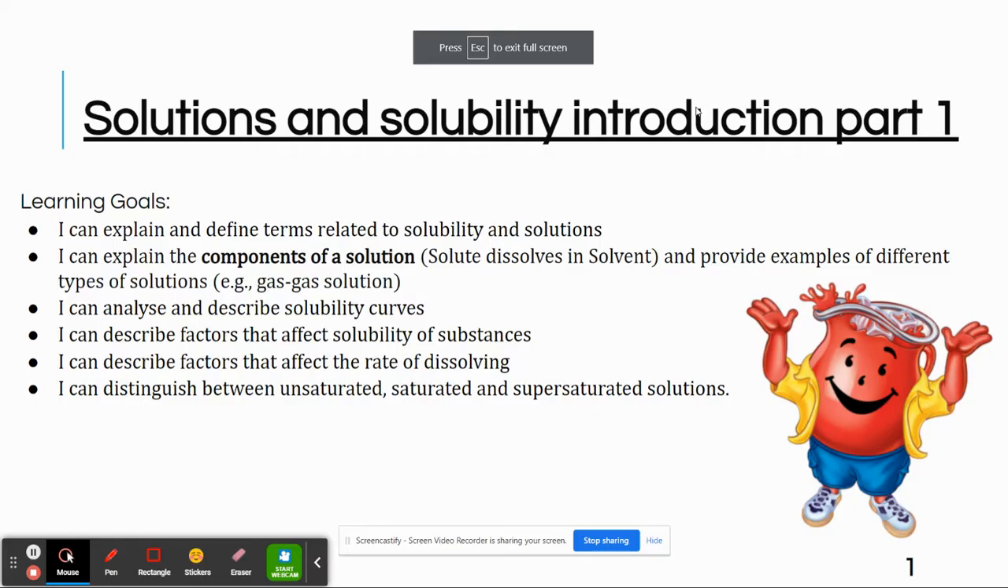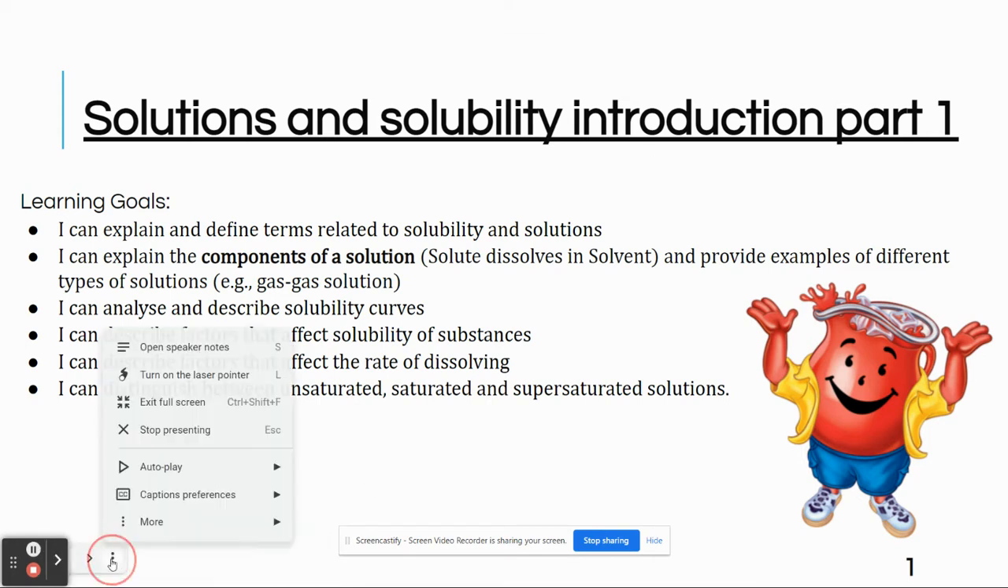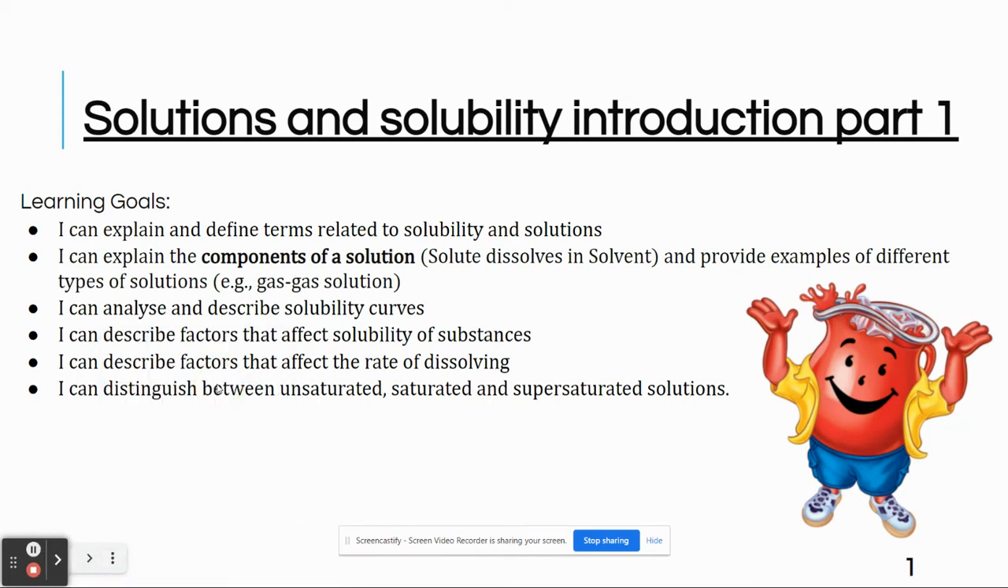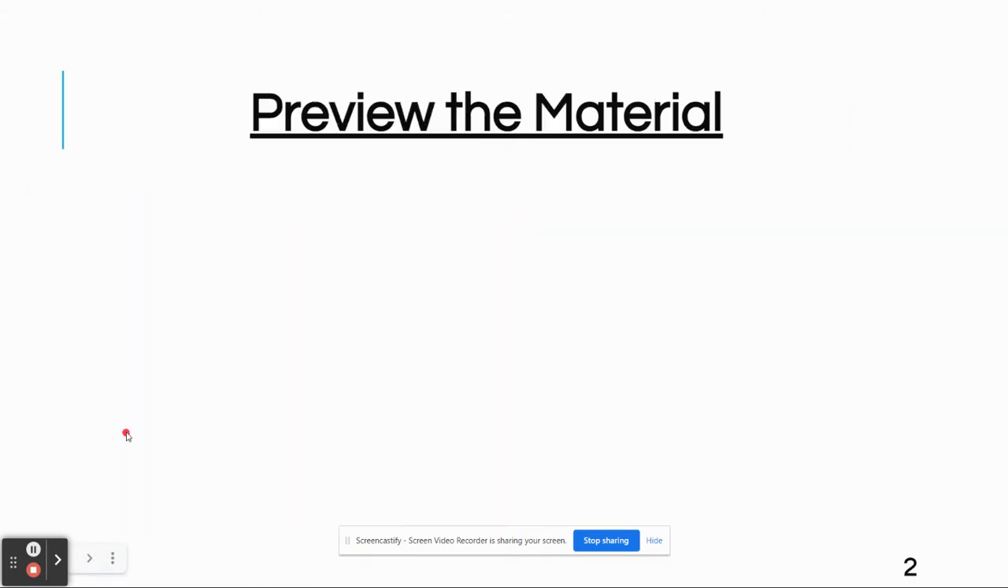In this video, we're going to receive an introduction to solutions and solubility. We're going to take a look at some key words that you should know for the solutions and solubility unit. So our focus is all about dissolving and the chemistry behind the solutions that we're going to study in this unit. So these are all the learning goals. Make sure you read through them before proceeding through the presentation.